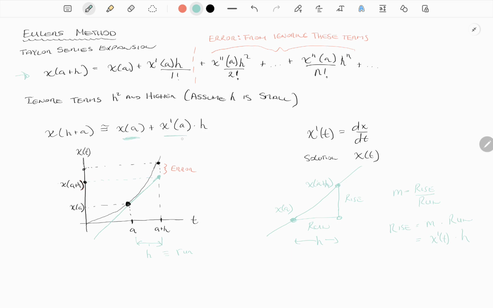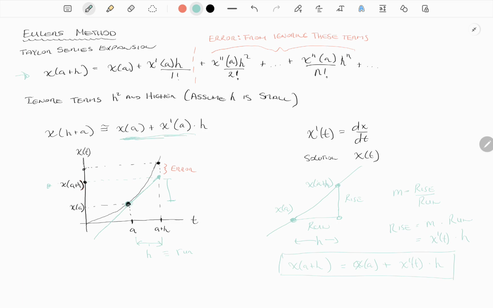And if you look at the equation we have here, this is x of a plus h. The value at x at a plus h, if you look over here, is given by x at a plus this extra amount right here, which comes from the slope at a, x prime t, times the run. So this is how we compute the next point.